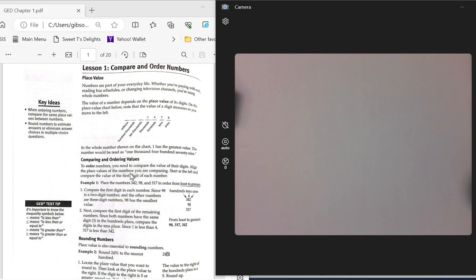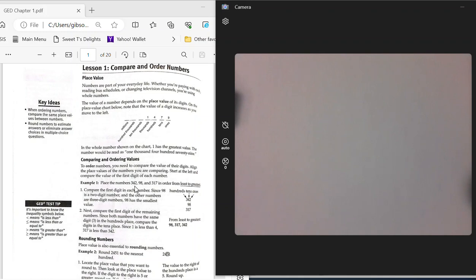Okay, now comparing and ordering numbers. Basically, to compare and order numbers, we're ordering numbers from the least to the greatest. Typically, if we cannot figure out which number is larger than the other, we would line them up by their place value. And as soon as we get to the highest digit in a particular place value, that will let us know which one is the higher number.